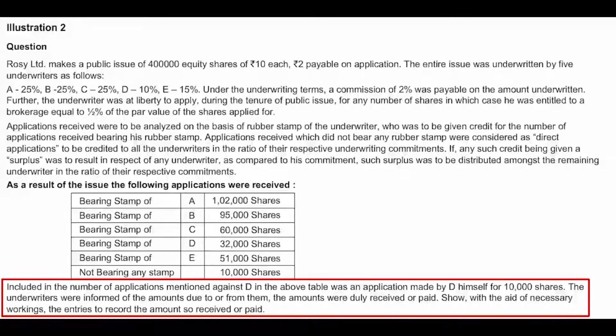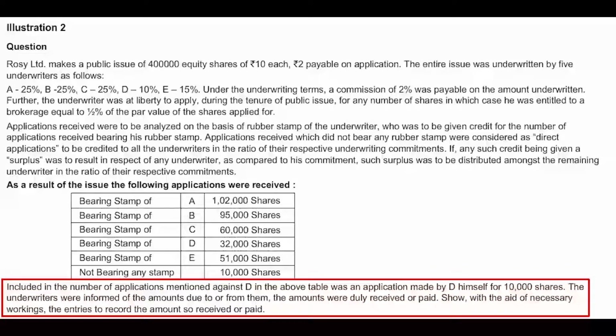Let's go on. It says that included in the number of applications mentioned against D in the above table was an application made by D himself for 10,000 shares. The underwriters were informed of the amounts due to or from them. The amount was duly received or paid. Show with the aid of necessary working the entries to record the amount so received or paid. So we have to pass one entry, and also we need to show the working of how it is calculated.